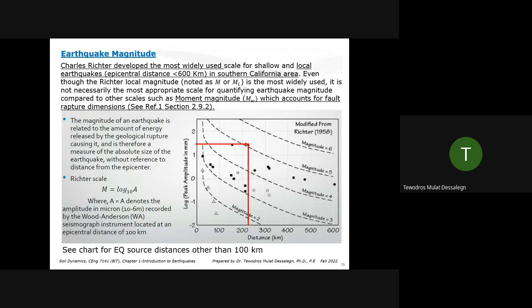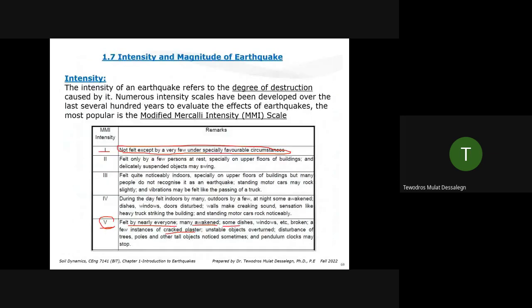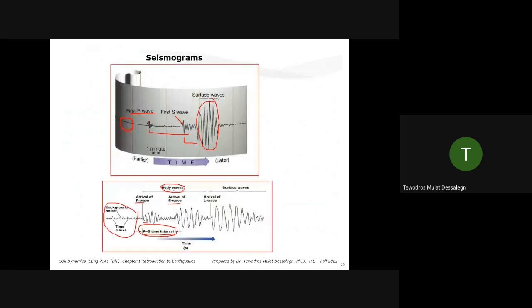So what Richter does is, once you have a record from an earthquake, the logarithm of that amplitude is what the Richter scale is describing, the local magnitude. Amplitude, let me take you back to the record. The amplitude is the peak, the maximum you have. Let's say if the maximum is this, that is the amplitude, the peak. You can measure it in millimeters, and that's what you use in that Richter scale.